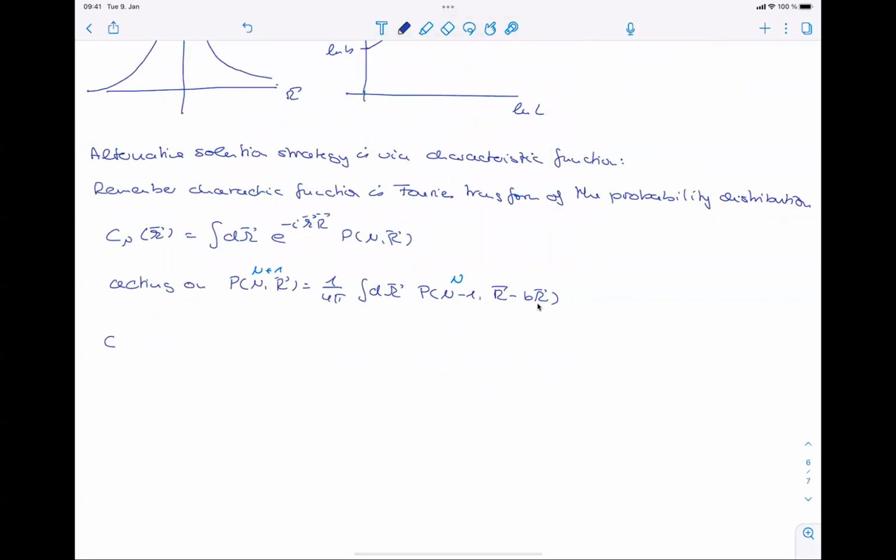And then we can define the characteristic function Cn plus 1 as now performing the Fourier transform, d omega d r, e to the minus i k r.